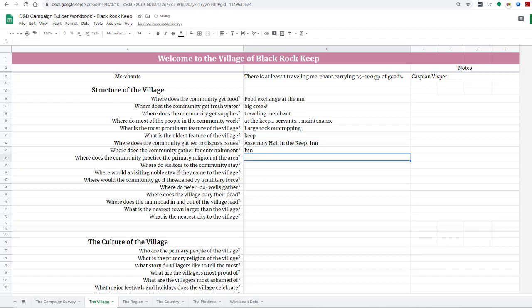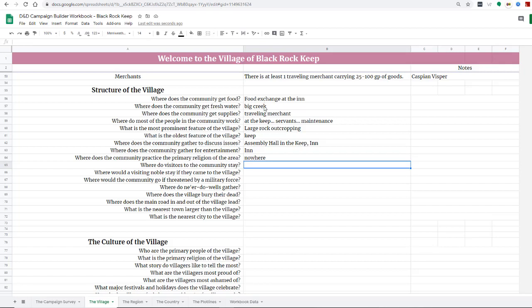Where does the community practice the primary religion of the area? And this is nowhere. I've already stated in the campaign survey that they're trying to build a temple. So they don't have an official place of worship. They most likely will gather in somebody's home at this point. So there just isn't a place for them.